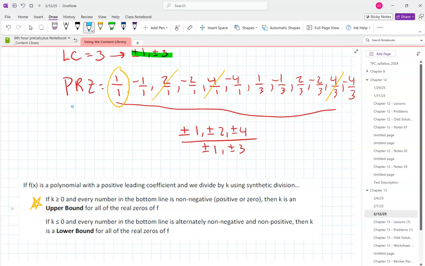The other option is if k is a negative or non-positive value, and every number in the bottom row alternates from non-negative to non-positive, then k is a lower bound. Say, for example, I picked -1 and I got that alternating bottom row. It would tell me that -1 is smaller than all the possible answers, so anything smaller than -1, I could throw out. So I could discard -2, -4, and -4/3. Is that the greatest thing that's ever happened to me? No, but that's helpful if I'm just tootling around in here blindly.